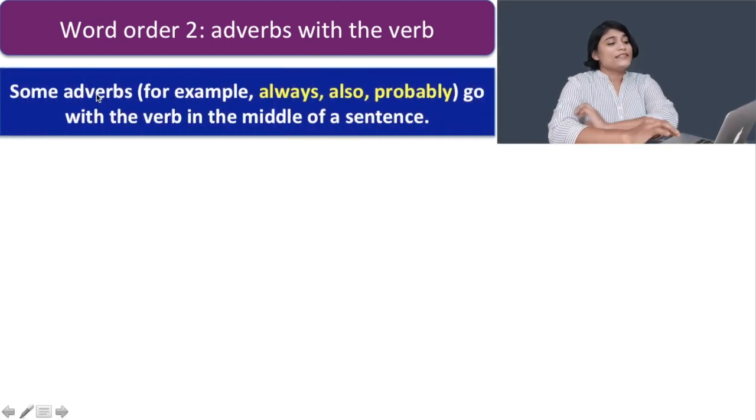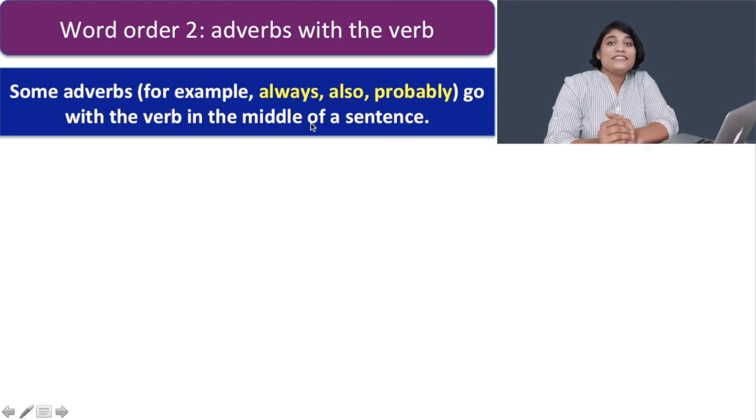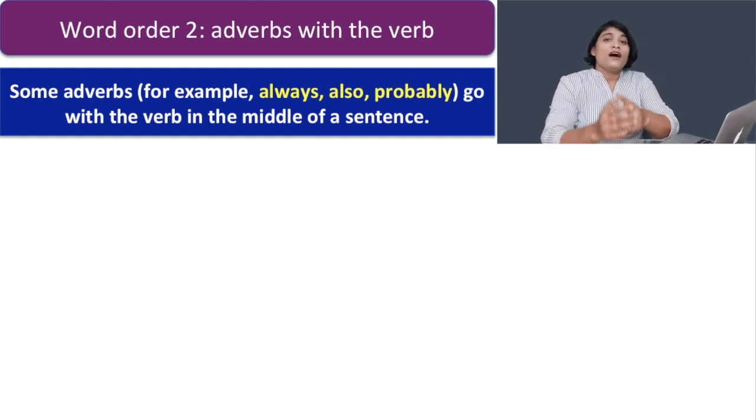Some adverbs, for example always, also, probably, go with the verb in the middle of a sentence. This is the vital point, because in my last video lesson I told you that verb and object are always placed together. You have to put verb and object together. There you don't put any other thing. But today I am going to tell you about adverbs, and here you find adverbs like always, also, probably. They are the adverbs that can be placed in the middle of a sentence.